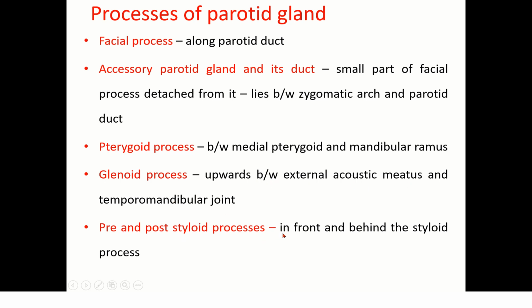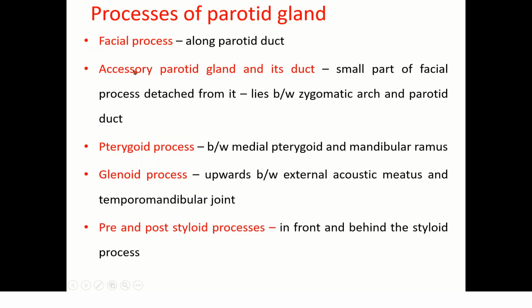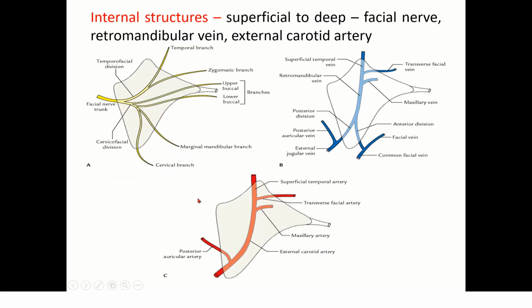Pre and post styloid process, in front and behind the styloid process. You can see here, this is the styloid process, this will be the pre-styloid, and this will be the post-styloid process. So as you see, there are 4 to 5 processes: facial process, accessory parotid gland and its duct, pterygoid process, glenoid process, and pre and post styloid process.